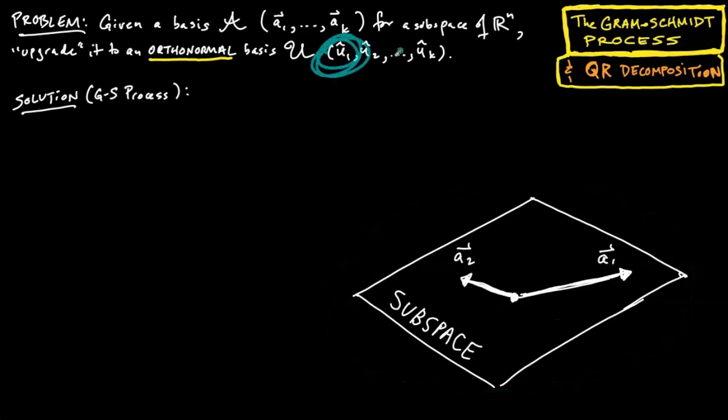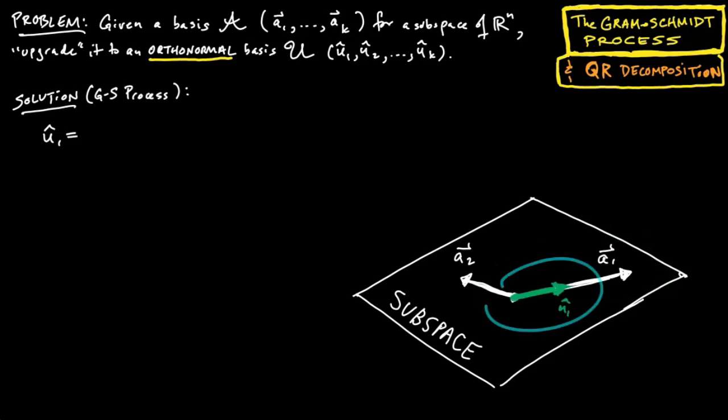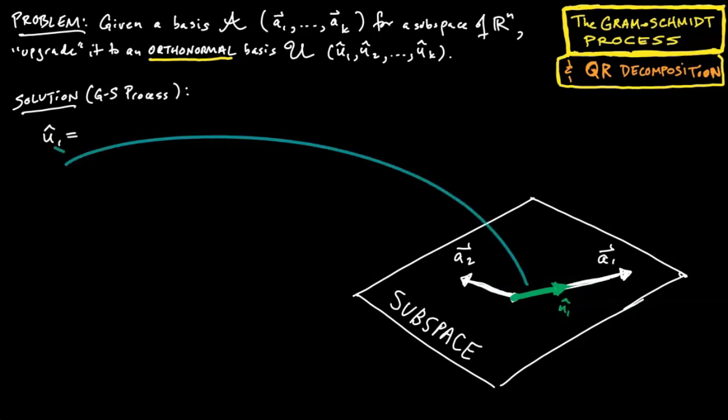Well, the first vector in our orthonormal basis is going to be real easy to construct. To get vector u1, all we are going to do is take the first basis vector from the original basis and normalize it, divide it by its own length, so that if I started out with a vector that was 12 units long, just take a 12th of that. And now we have a vector in the same direction, but unit length. We don't have to worry about the orthogonality condition yet, because there's only one vector.